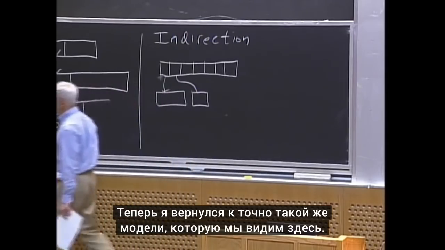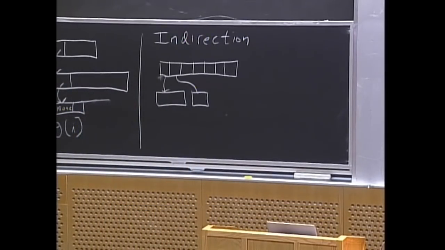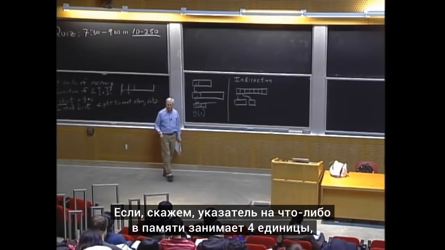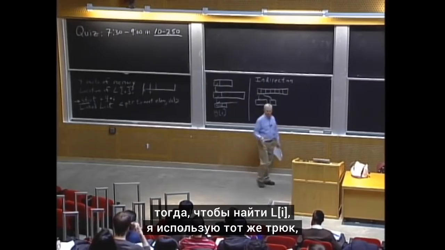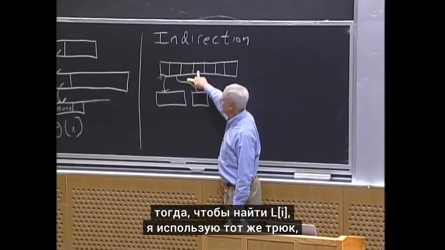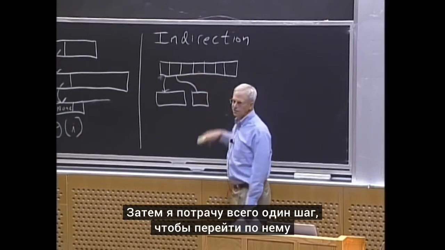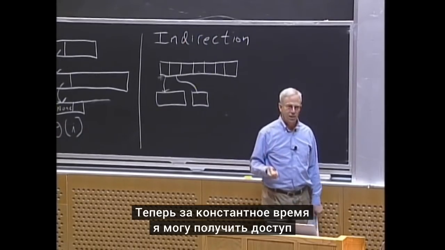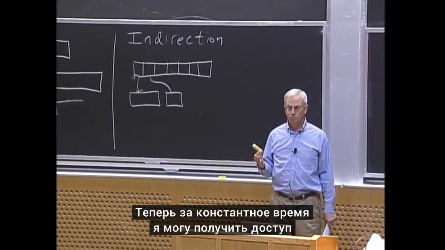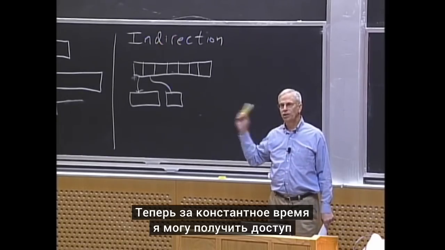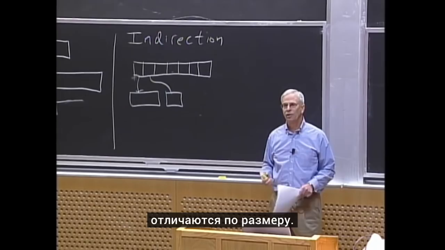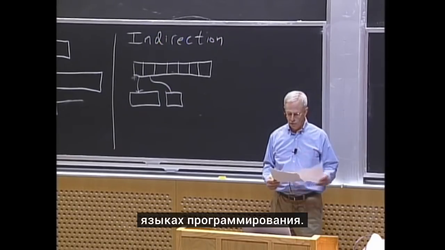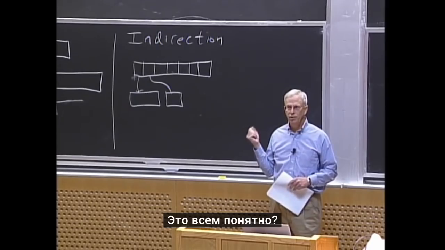Now I'm back to exactly the model we looked at here. If, say, a pointer to some place in memory is 4 units long, then to find L sub I use that trick to find, say, the ith pointer, and then it takes me only one step to follow it to get to the object. So I can now, in constant time, access any object into a list, even though the objects in the list are of varying size. This is the way it's done in all object-oriented programming languages. Does that make sense to everybody?